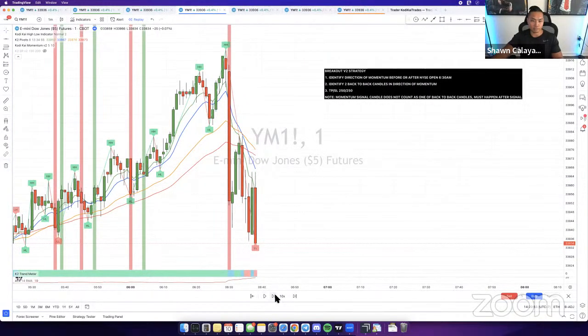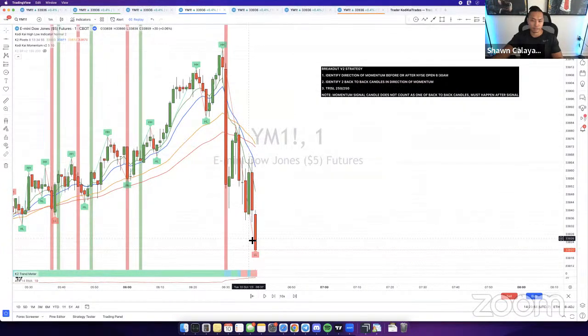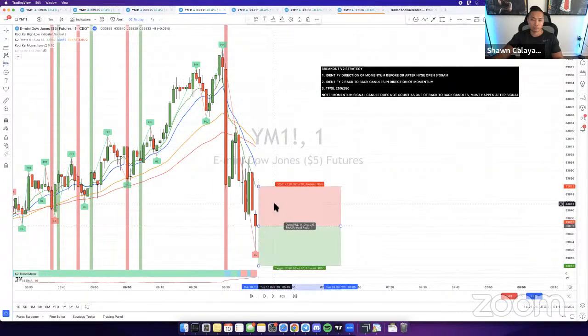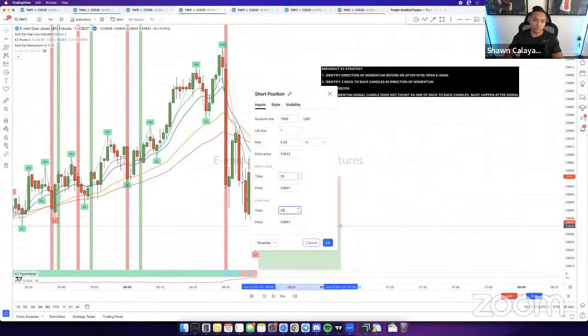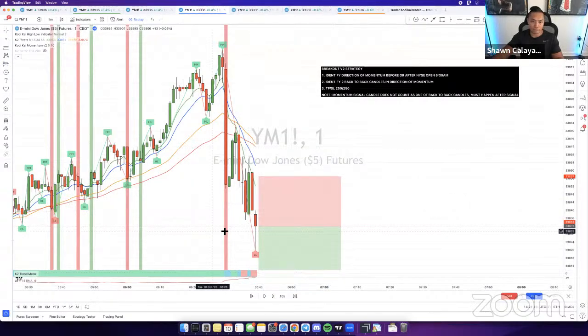You're looking for two red candles. There's one red candle there. Second red candle right there, right? There goes the breakout V2. You have a sell momentum here, two red candles back to back. You enter this for a sell. You go for a 25-25, 1-to-1 risk reward. And that's pretty much it.